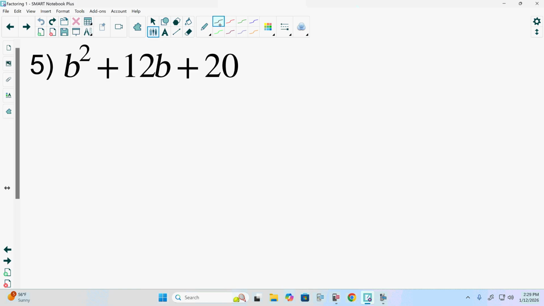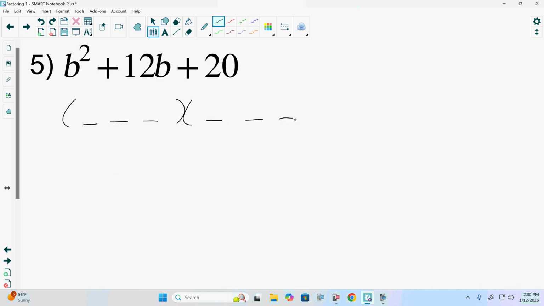So when we look at this first problem here, b squared plus 12b plus 20. Is there a common factor between b squared, 12b, and 20? No, there's not one. And one of the big giveaways is the first and third term. B squared doesn't have a number in front of it. 20 does not have a variable, so no greatest common factor.